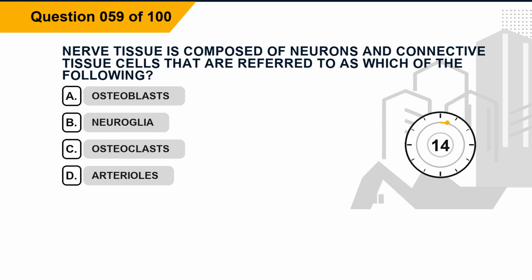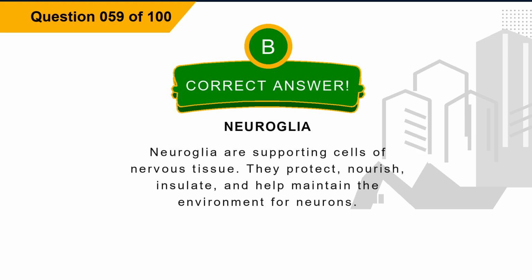Question 59. Nerve tissue is composed of neurons and connective tissue cells that are referred to as which of the following? Option A, osteoblasts. Option B, neuroglia. Option C, osteoclasts. Option D, arterioles. The correct answer is option B, neuroglia. Explanation. Neuroglia are supporting cells of nervous tissue. They protect, nourish, insulate, and help maintain the environment for neurons.